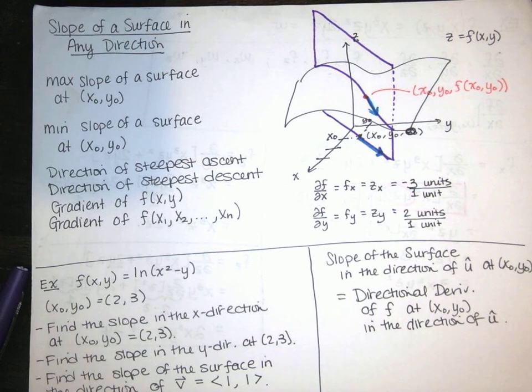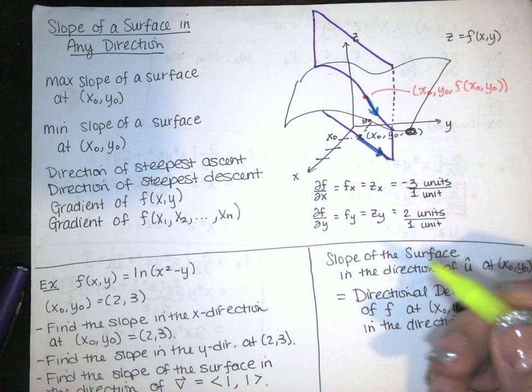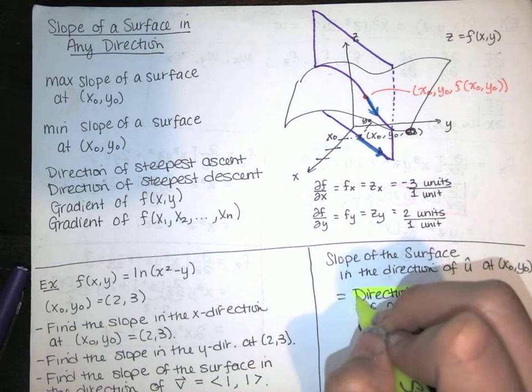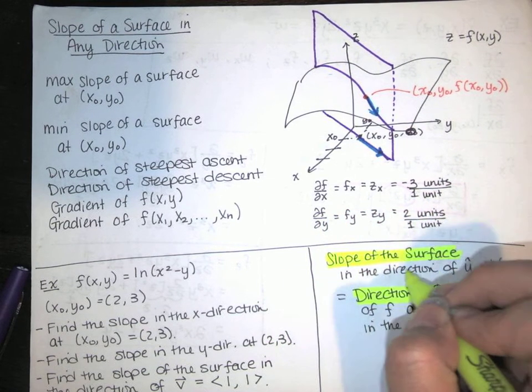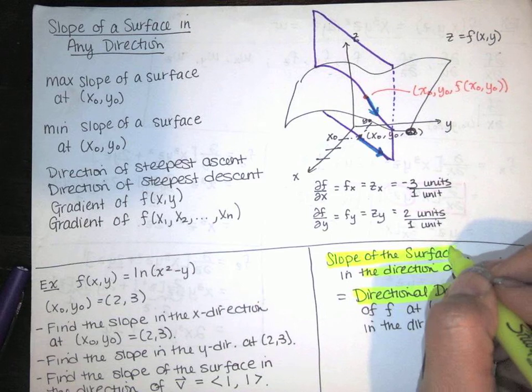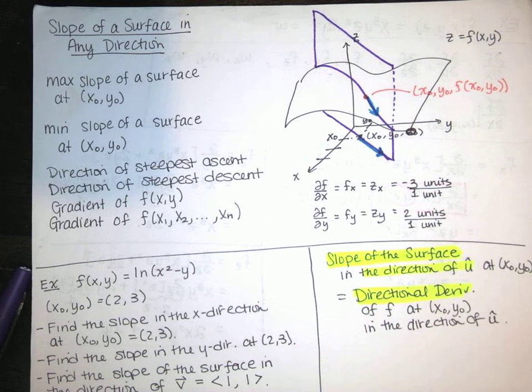So when you see directional derivative, know that we're talking about slope. This is slope in the direction of u hat. Since it's slope, it's a scalar. It's not a vector. Directional derivatives are numbers, and they tell you how much z is going up or down as you go 1 unit in that direction, the direction given by u hat.